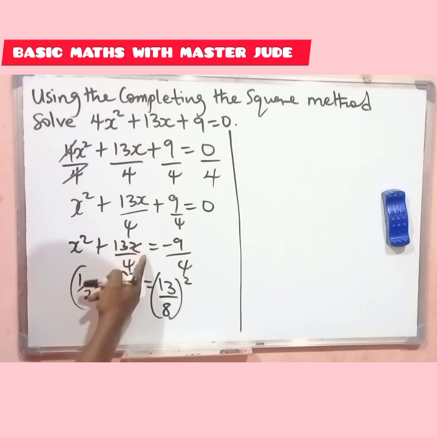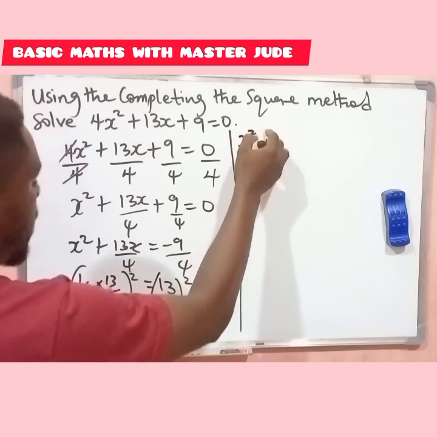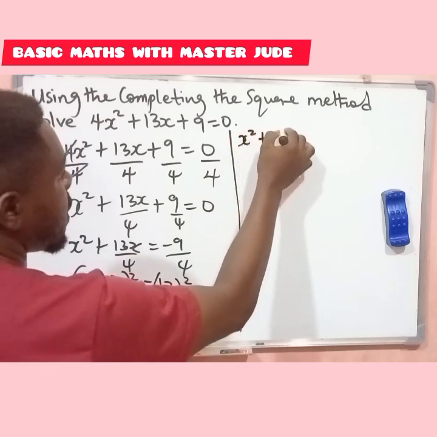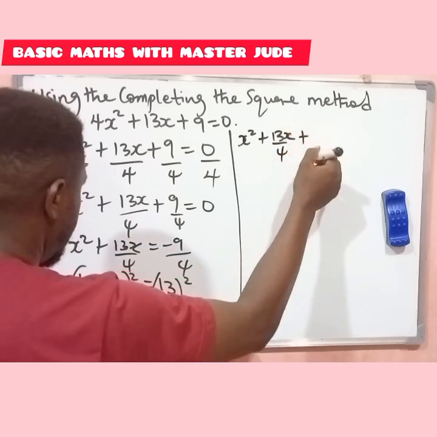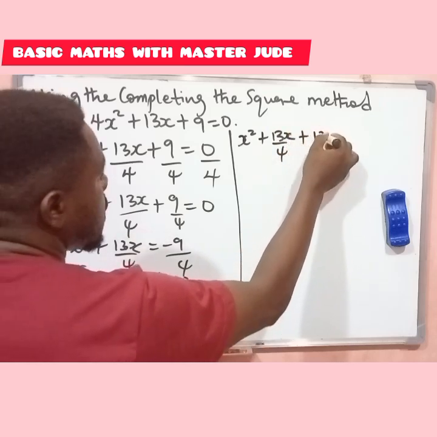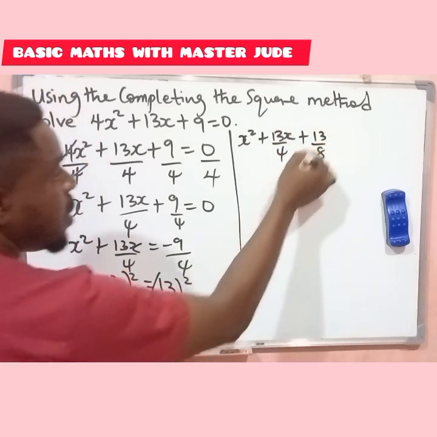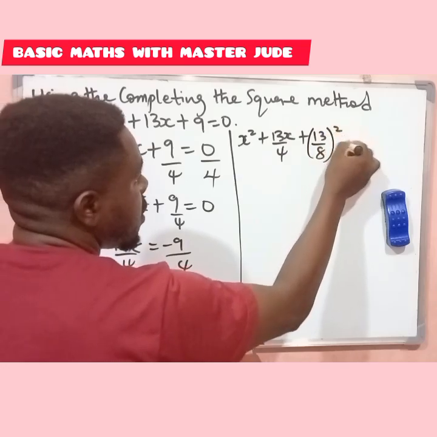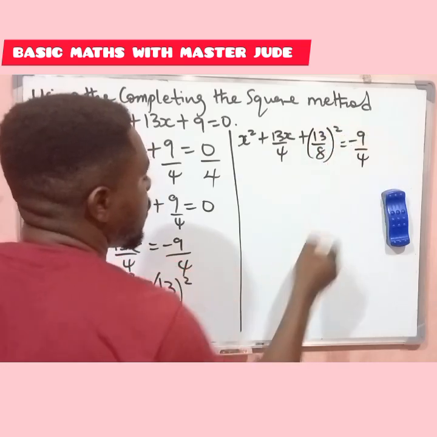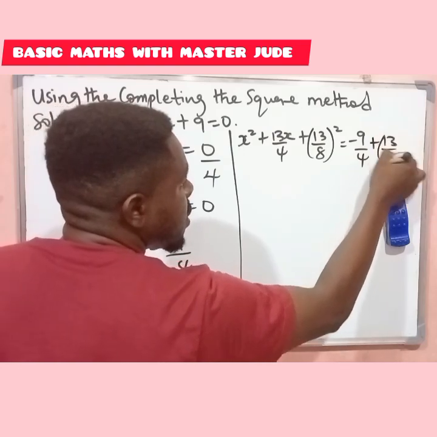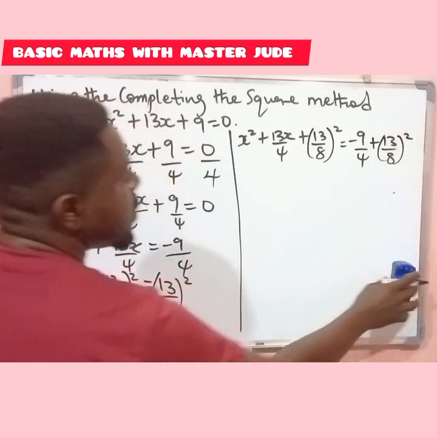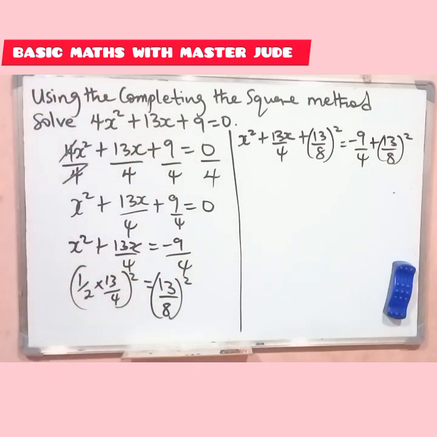Now this 13 over 8 all squared, we are going to add to both sides of the equation. So this will give us x squared plus 13x over 4 plus (13 over 8) all squared is equal to minus 9 over 4 plus (13 over 8) all squared. Hope you are following.